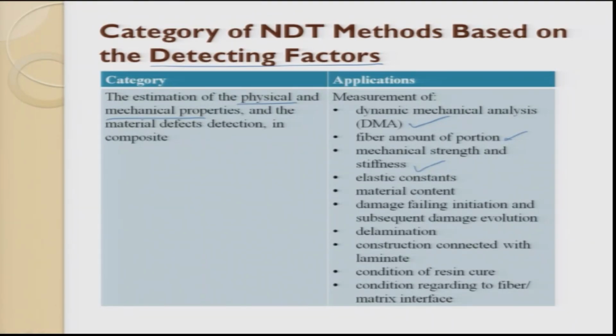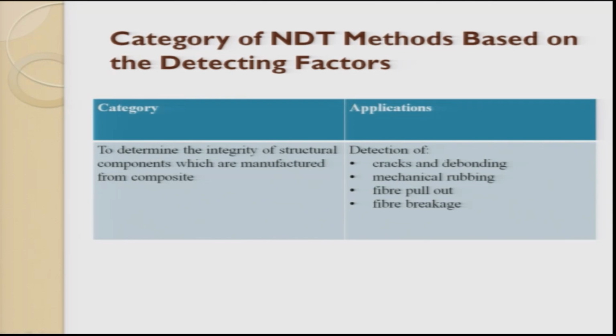All these things are found out by doing a mechanical analysis, and from there you can try to find out the defects. The next one is to determine the integrity of the structural components which are manufactured from composites. We do it for detection of cracks and debondings, mechanical rubbing, fiber pull out and fiber breakage. These are some of the things which are very important, wherein we talk in terms of surface integrity, or we talk about integrity of the structural component.